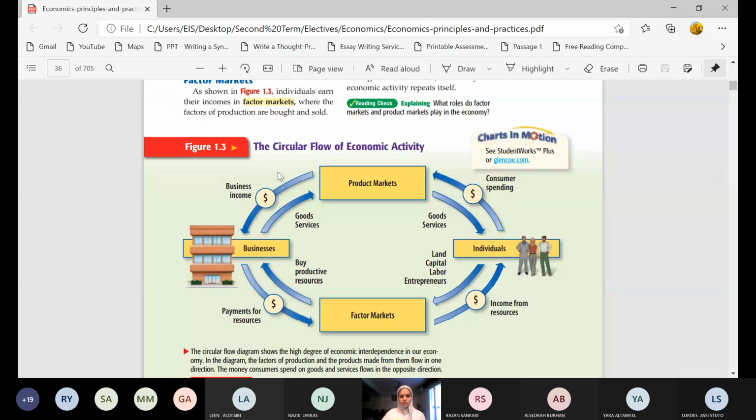Product market, the individuals, the factor markets, the business. This is figure 1.3. What does it show? On this page, if you have your book, it shows examples of how complex economic activity can be explained by a simple model. So I have to write my option, for example, and write what will I pay? What will I get? Payment for resources. This is it.